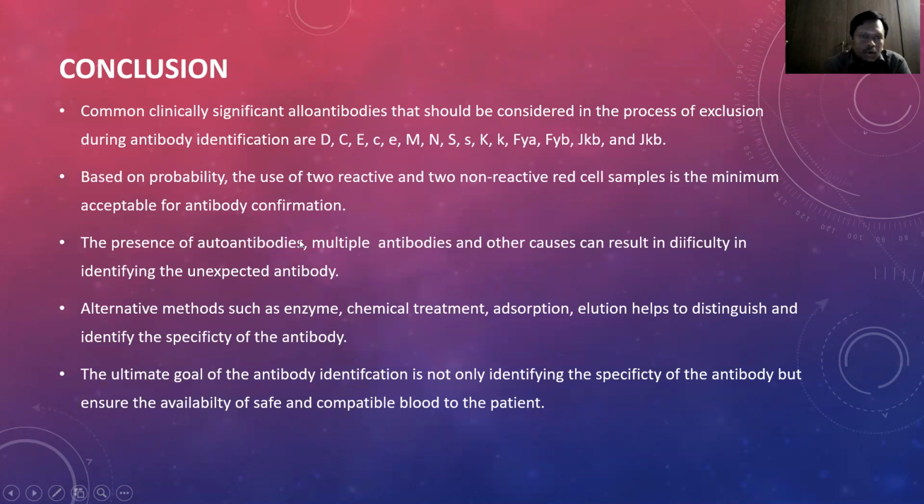And finally, the presence of autoantibodies, whether it's a warm autoantibody or a cold autoantibody, multiple antibodies and other causes can result in difficulty in identifying the unexpected antibody. Always go for alternative methods. Make sure that they are available in your blood center, whether it's enzyme treatment, chemical treatment, absorption, or elution, which help to distinguish and identify the specificity of the antibody. So the ultimate goal in antibody identification is not only identifying the specificity of the antibody, but also ensuring the availability of safe and compatible blood for the patients.